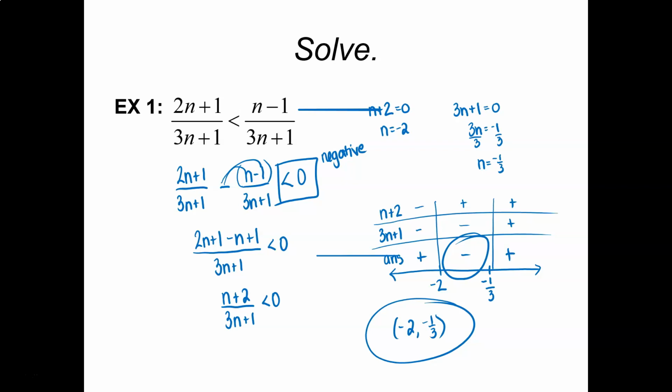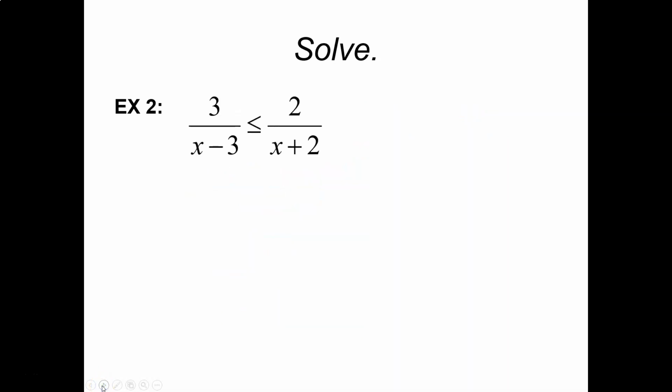Okay, questions? All right, let's try this one. All right, so we're going to move everything to one side. So that's going to look like this, 3 over x minus 3 minus 2 over x plus 2 is less than or equal to 0.